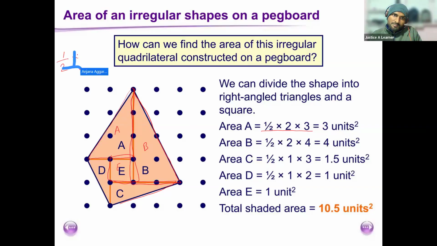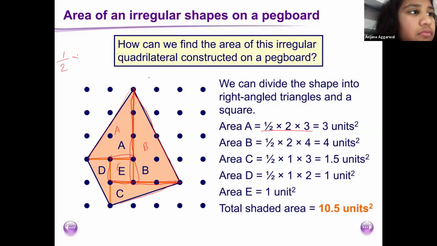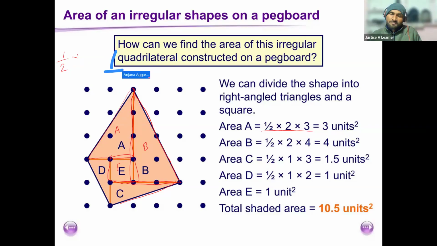Half into base into height, right? Firstly base, so that it must not be confused. Base into height. Now see. On this side we are able to see the distance. How many units are here? 2 units. The base is 2 units in triangle A. Can you see that?